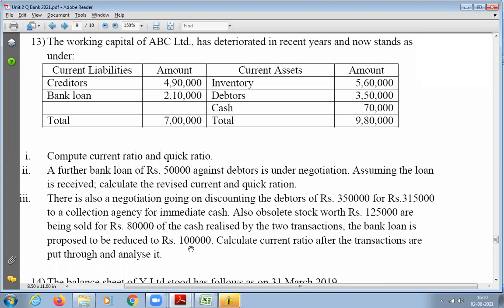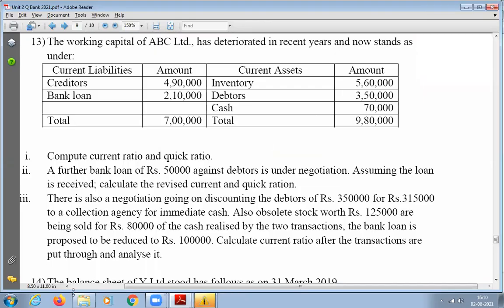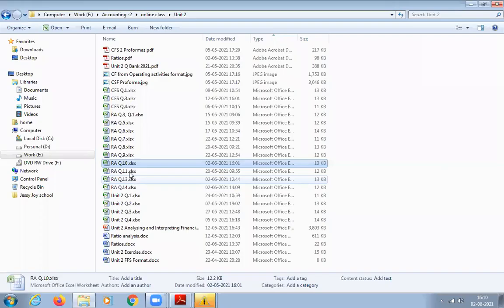Okay. So now he is telling, after doing that, calculate once again the current ratio and quick ratio. Clear? So let us do it now. It's very simple, just a calculation of current ratio and quick ratio, but under 3 different scenarios you have to calculate. I will show it now. Let me close question number 10 and open question number 13.